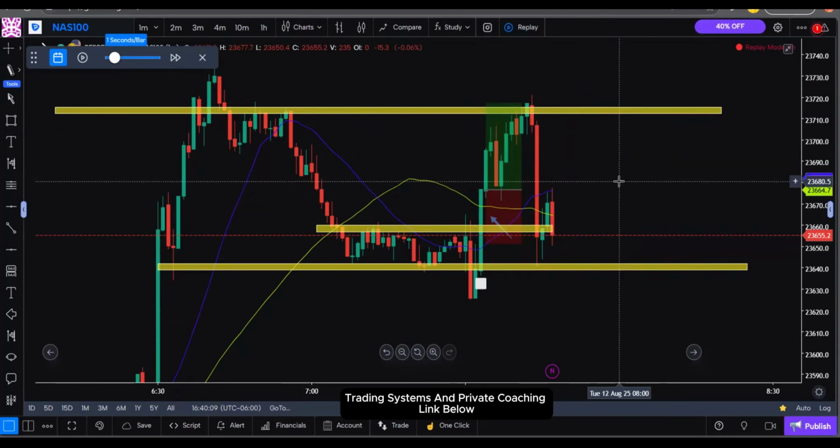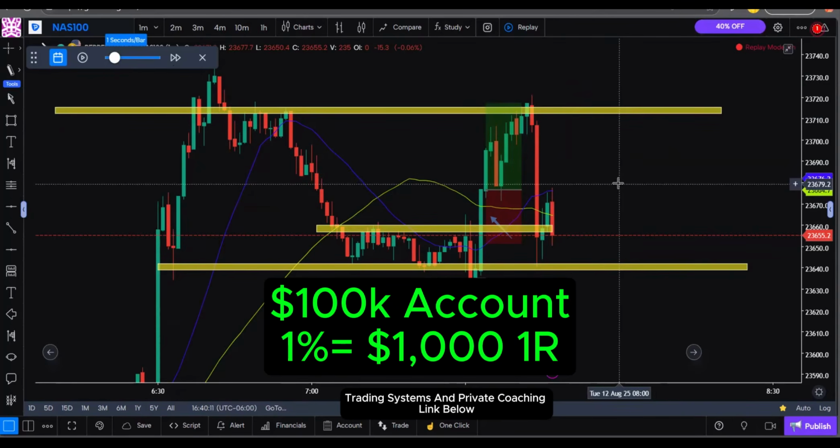Now imagine that you are trading a 100k account and you're risking 1%, making a 1% minimum. That would be $1,000 in profits, which is amazing.